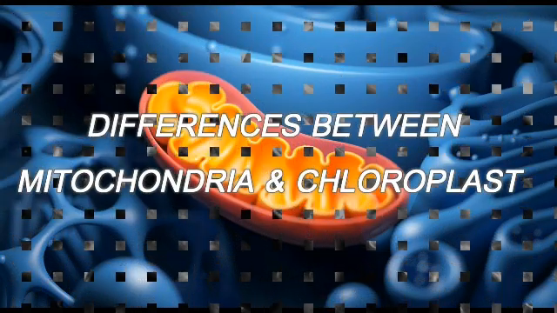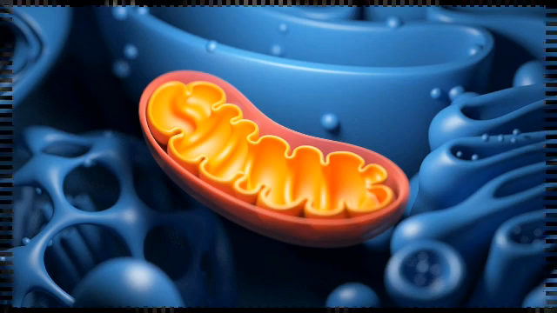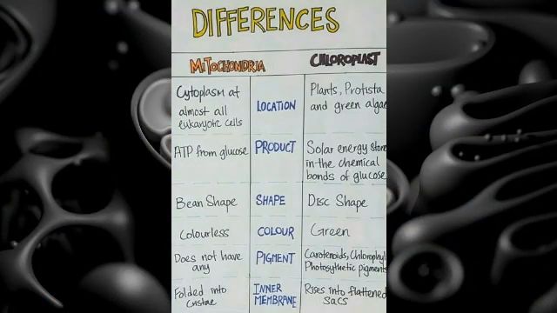The following are the differences between mitochondria and chloroplasts. First, mitochondria are found in the cytoplasm of almost all eukaryotic cells, while chloroplasts are only found in plants, protista, and green algae. Besides, mitochondria produce a large amount of energy in the form of ATP from glucose, while chloroplasts produce solar energy that's stored in the chemical bonds of glucose.